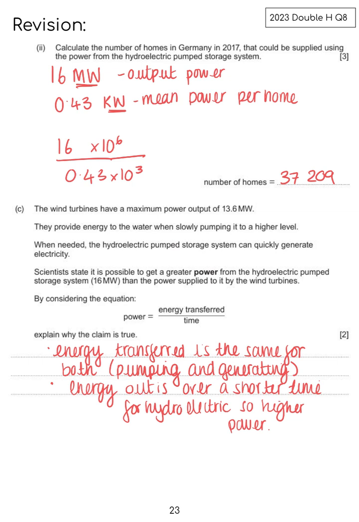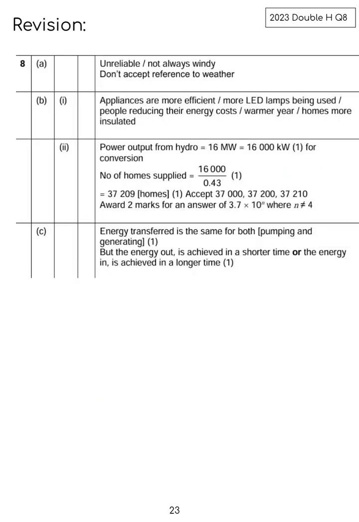So you need to realize they both have the same energy. The pumping of our water up to the top and generating the energy. That's because energy cannot be created or destroyed. However, we end up with a higher power because when we release the water, it's released over a shorter time. So we've got the same energy, but a shorter time, and you end up with a larger power for our hydroelectric. This is quite a confusing idea, so do not panic too much if you don't get it. And here's the mark scheme for that question.